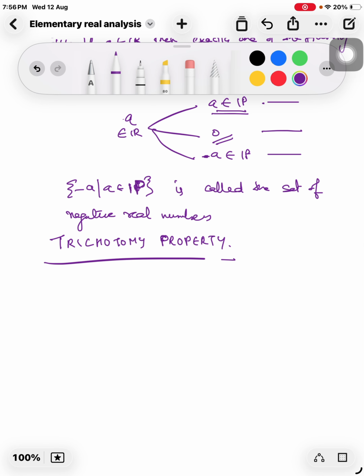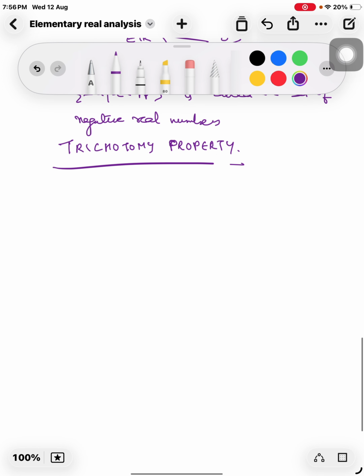We will come back to another form of this property in a short while. So one thing we must note here is that if A belongs to P, A is called strictly positive.